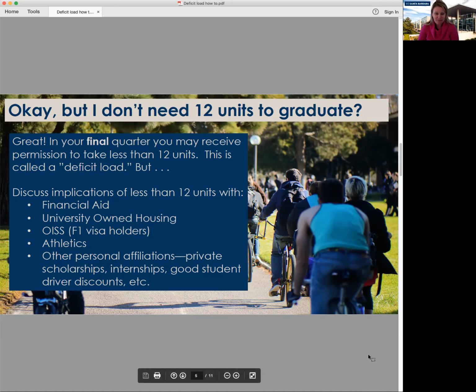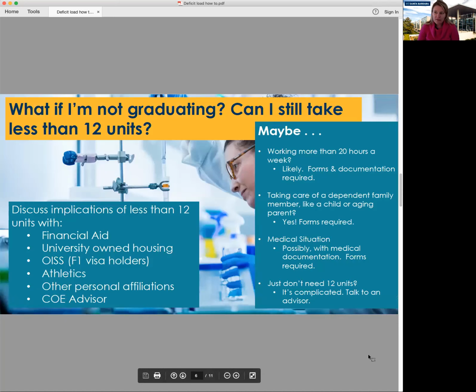That type of thing. Now, you may have found this presentation and you may not quite be at the stage of graduating, and you might be wondering if you can still take less than 12 units. And the answer to that is maybe. It really depends on a couple of the circumstances. So if you are a student who is working more than 20 hours a week, the answer is likely. Forms and documentation are required, but we will want to discuss with you what that does to your study plan and your time to degree.